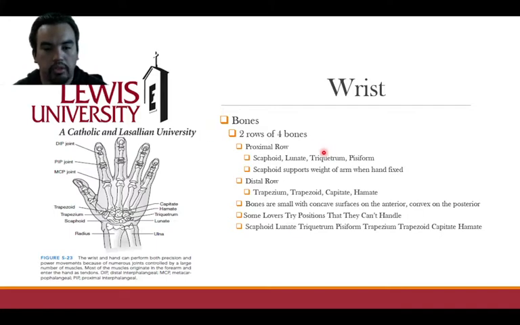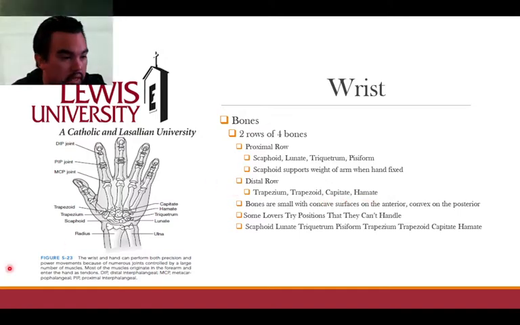Bones. There's two rows of four bones. So in our proximal row, we have the scaphoid, the lunate, the triquetrium, and the pisiform. Then in the second row, we have the trapezium, the trapezoid, the capitate, and the hamate.